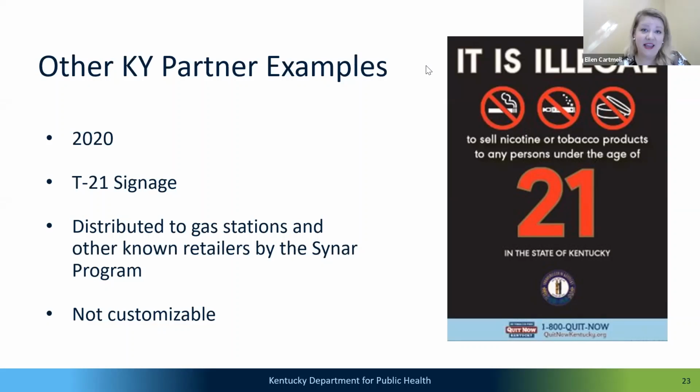But just because they are doing this retailer outreach doesn't mean that you can't also do retailer outreach. So you may want to do something like put up posters for the Quit line or prevention posters in your local gas stations or other tobacco retailers if you have permission from them. So don't be afraid to reach out to someone just because they already have messages out there.